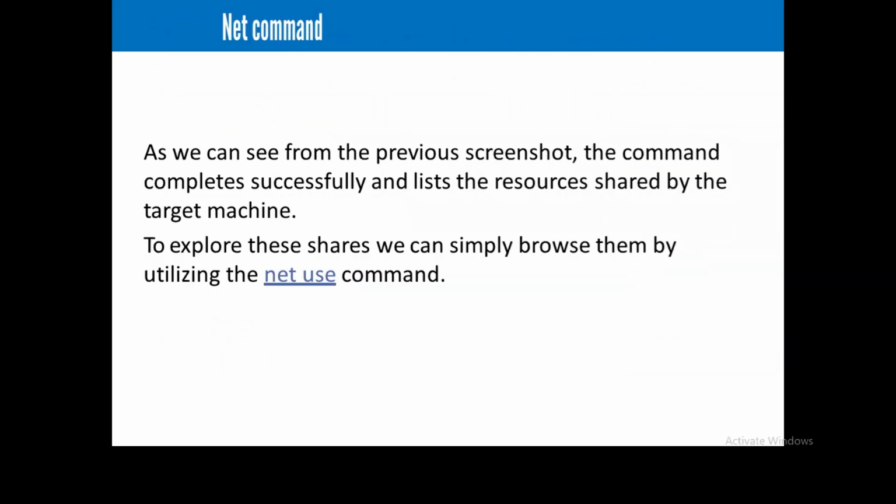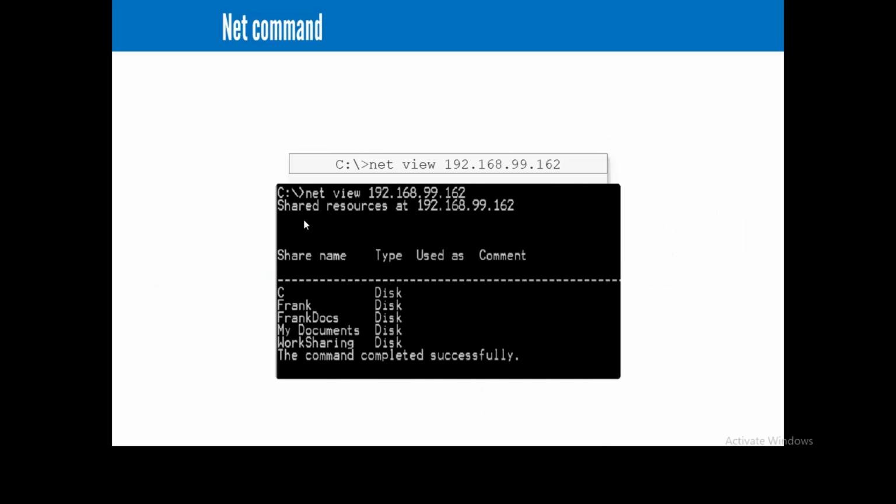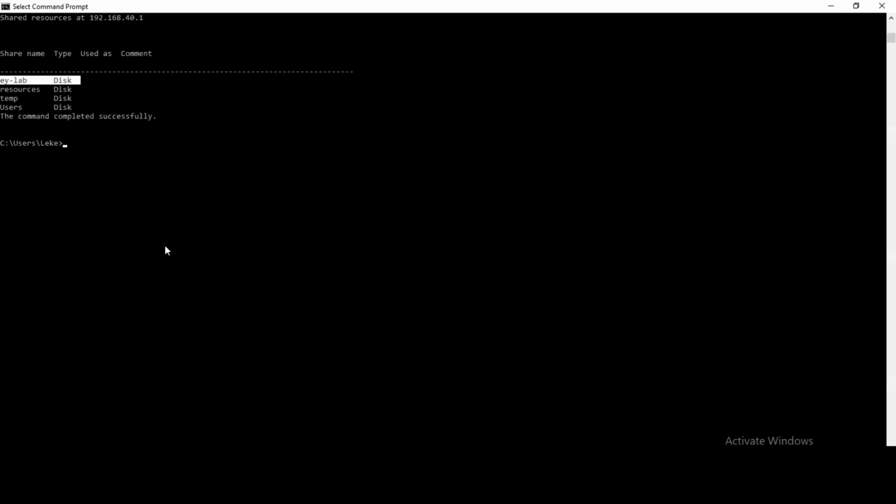Now, as you can see from the previous screen, the command completes successfully and lists the resources shared by the target machine. To explore these shares, we can simply browse them by utilizing the net use command. So now that we've seen the resources that are shared, we can now use net use. So let's presume that I want to navigate to these resources. One of these resources is called EY Lab. I can now say net use.